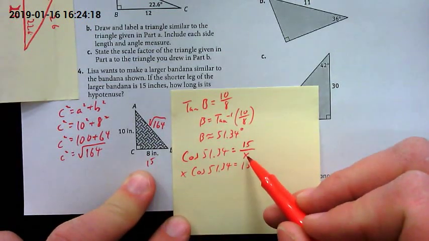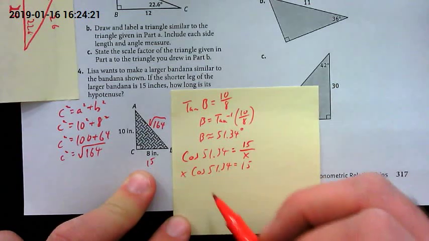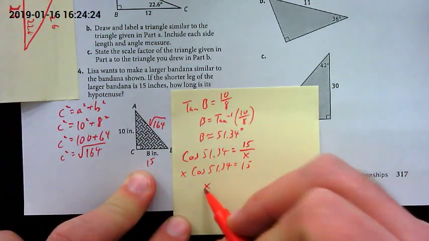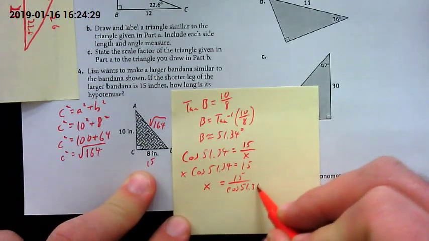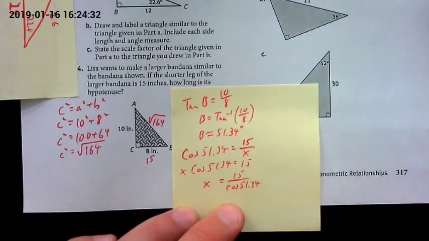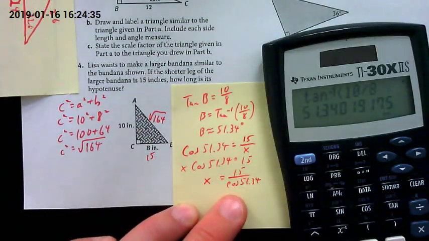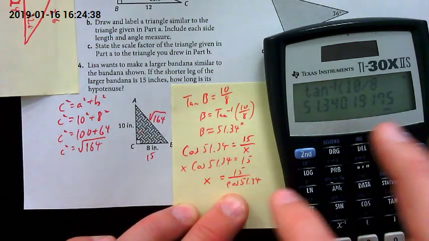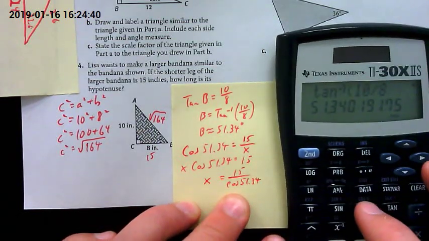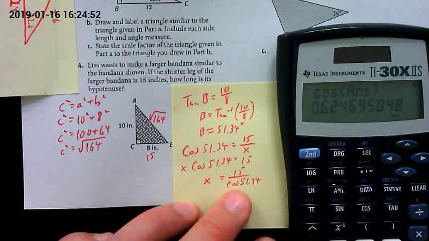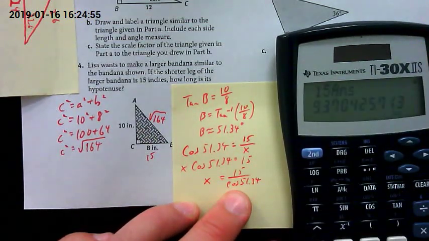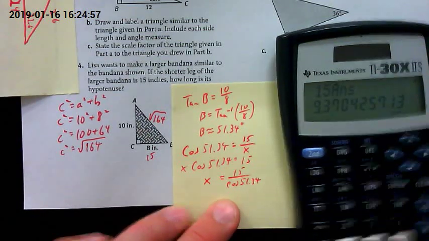All right, so I'm solving it like an equation. I brought the x over, and now I'm going to get rid of my cosine here by dividing it off. So I have 15 over cosine of 51.34. I still have this number in my calculator. I haven't got rid of it yet, so I'm going to do cosine of, on this calculator I'm going to say answer, is that. And then 15 divided by my answer is 9.37.